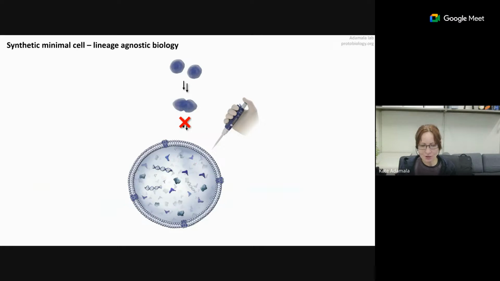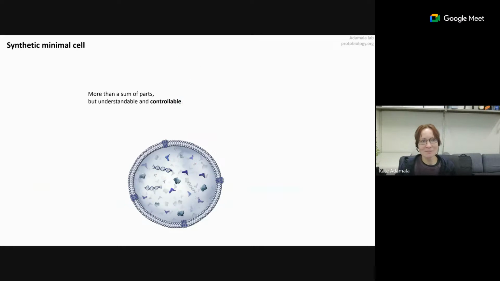And again, that's not a definition. I realize that. So if I'm forced to give a definition, I would say a synthetic cell is some sort of a biochemical system that has emergent properties. So it's more than a sum of its parts, but it's still controllable. And that controllability is really what drives the field. I'm a chemical engineer by training.